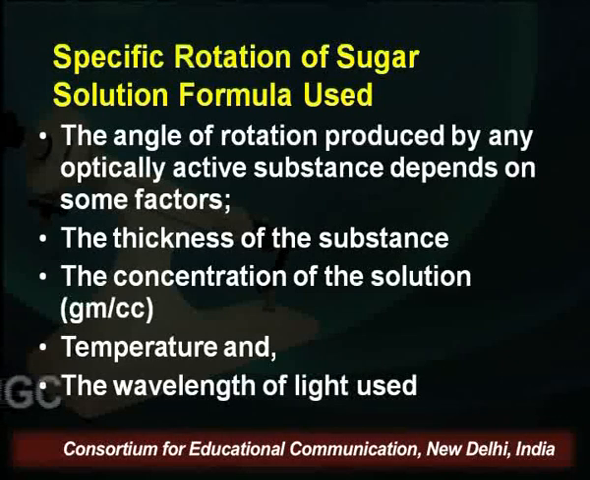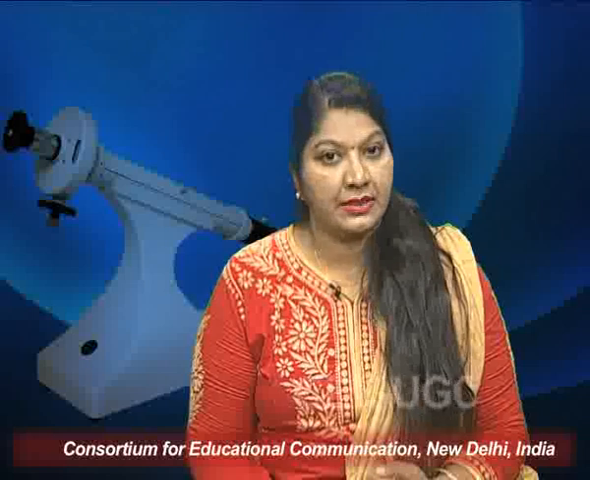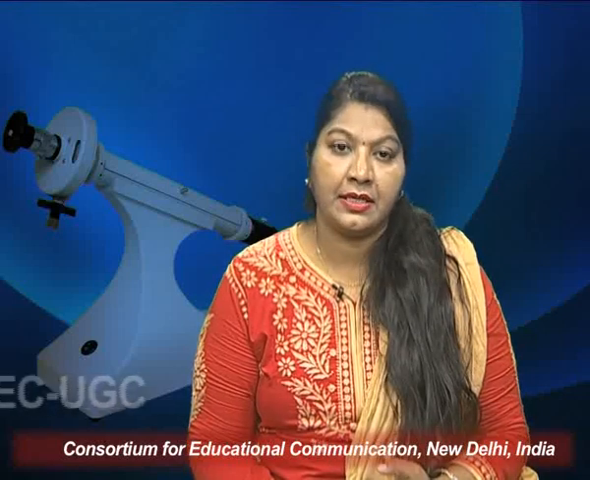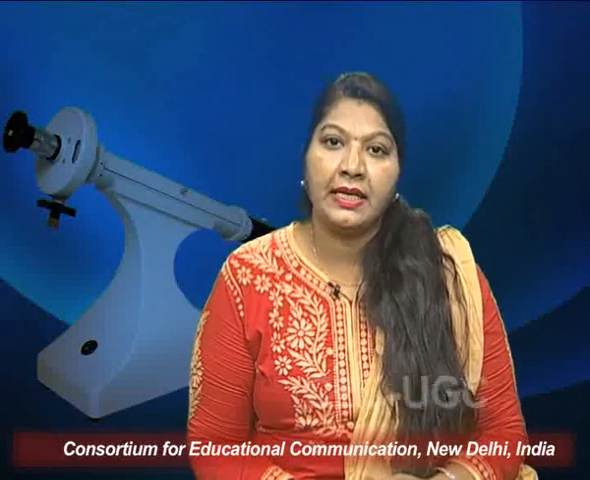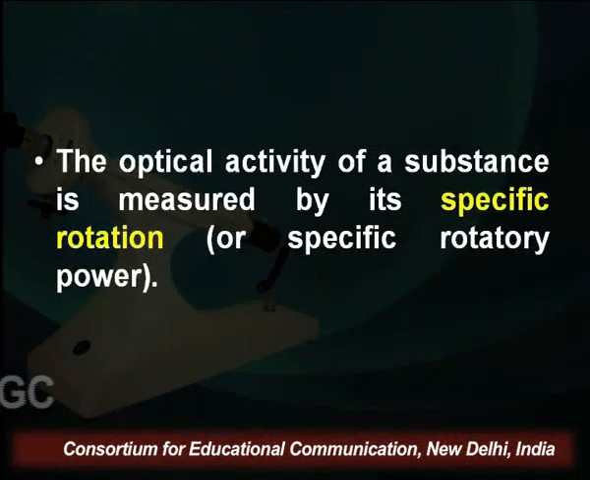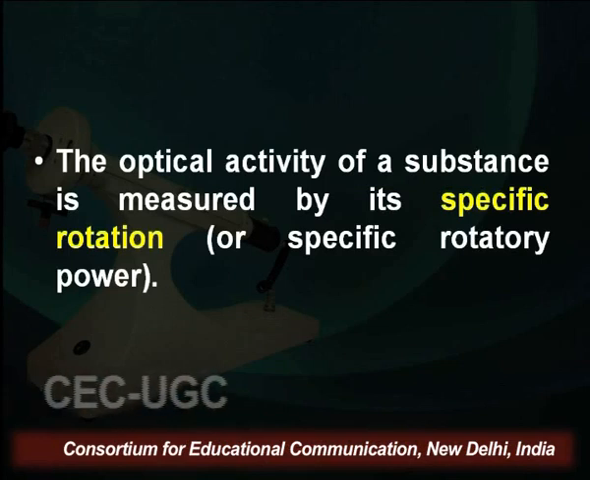The wavelength of light we are using, meaning the light source, also affects the direction of polarization, or the angle of polarization will change as we use various lights. Generally we use the sodium lamp in the laboratories. Optically active substances have a specific rotation. Basically it is the specific rotatory power.